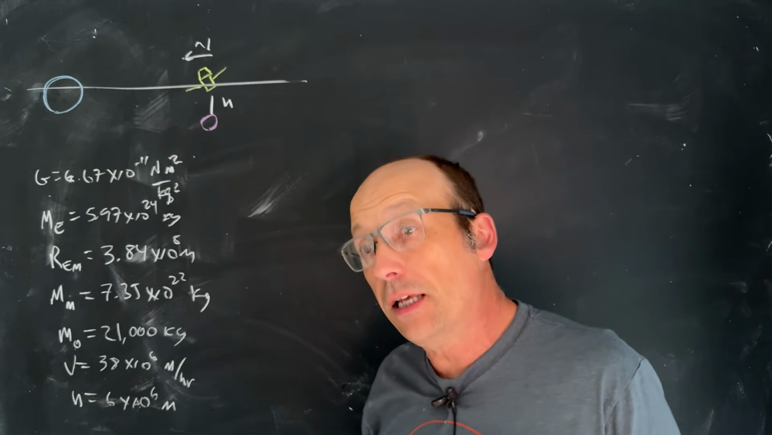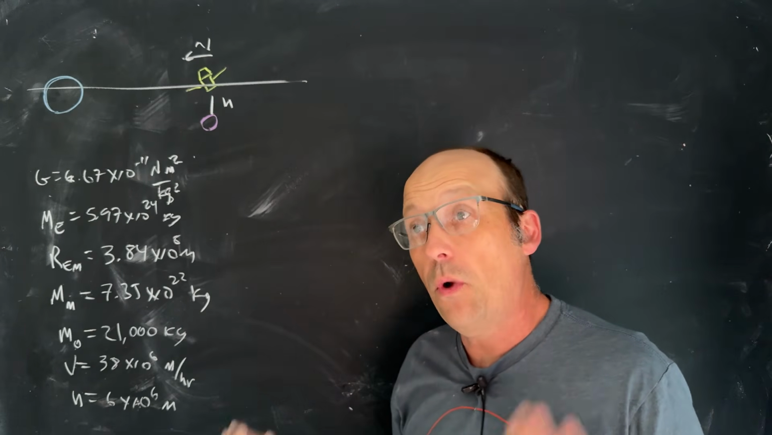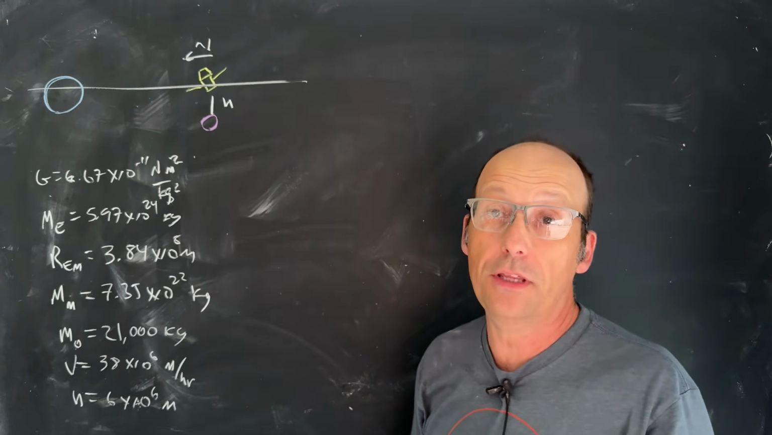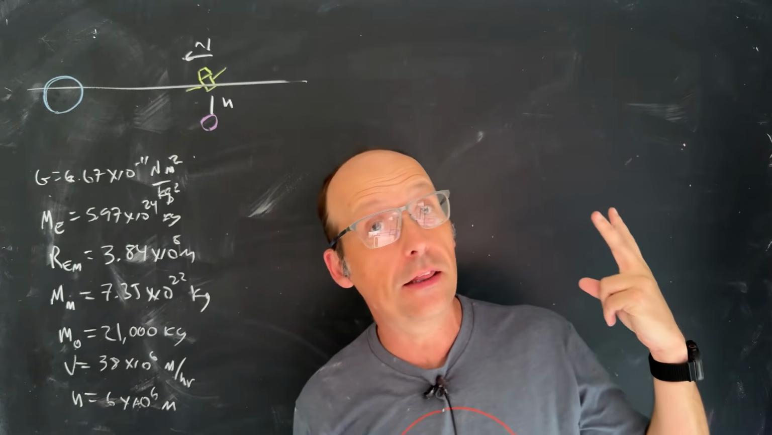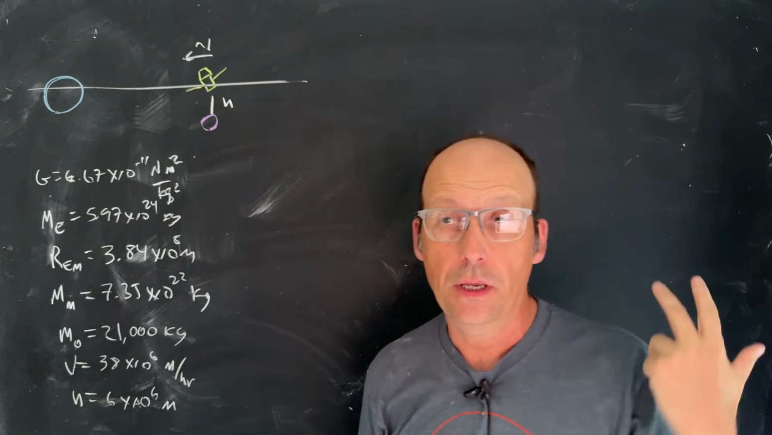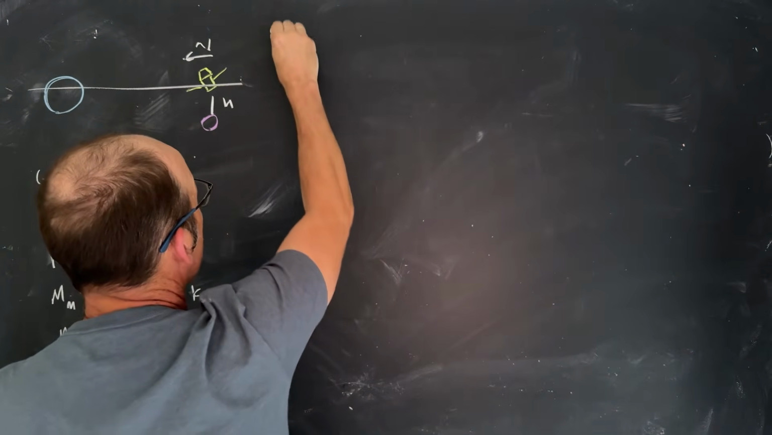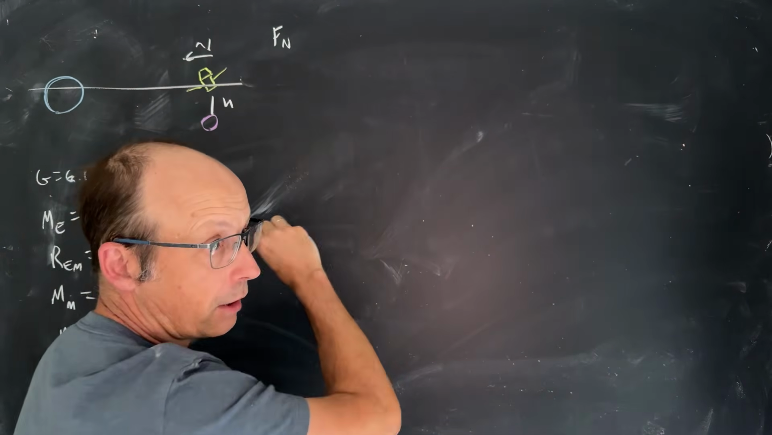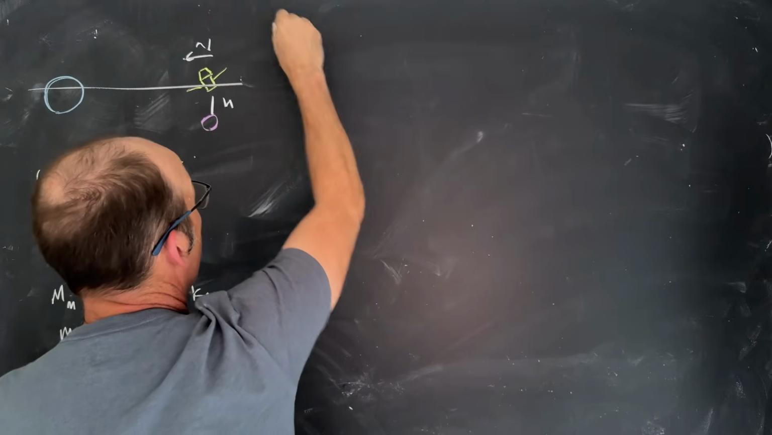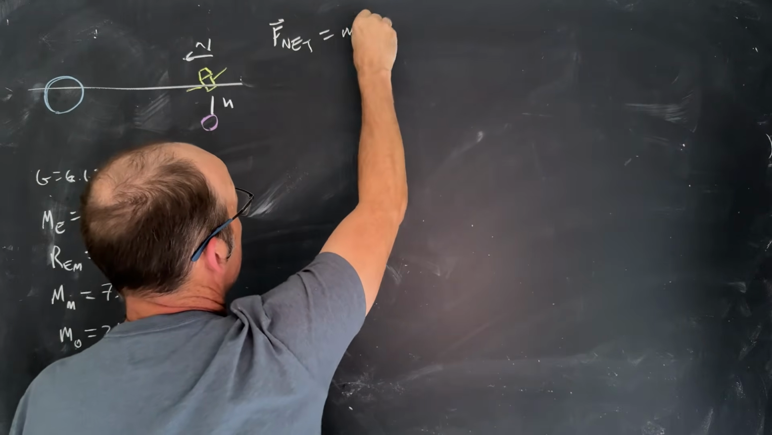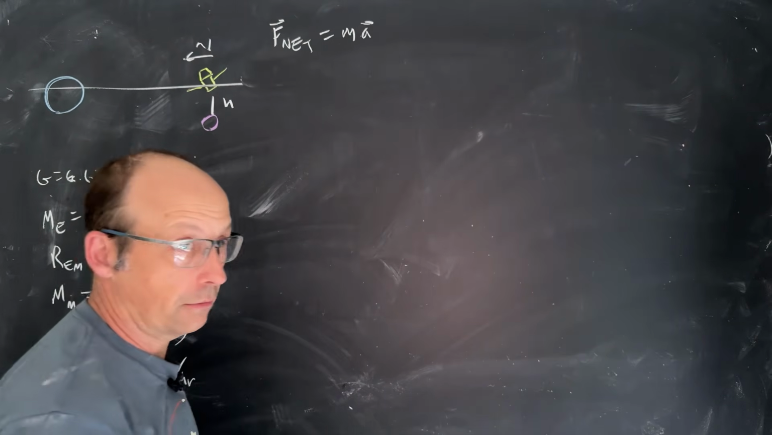Whew, okay, so what kind of problem is this? The first part is a Newton's second law problem, right? We have two forces interacting with that spacecraft, so we're going to need to find the net force on that spacecraft. And then we can use that to find the acceleration. So here we have F net. F net vector equals mass times acceleration vector. Okay, that's important.